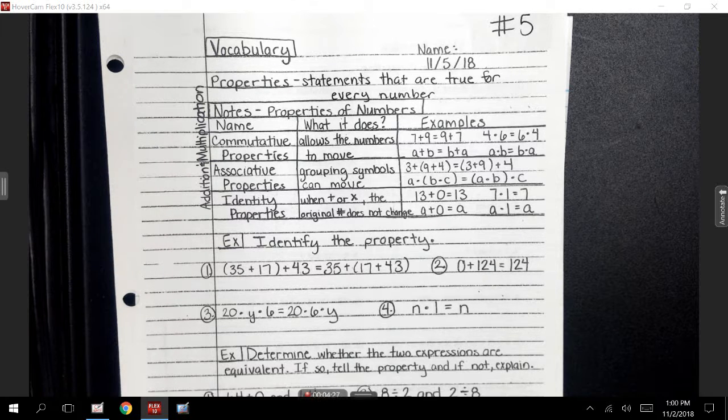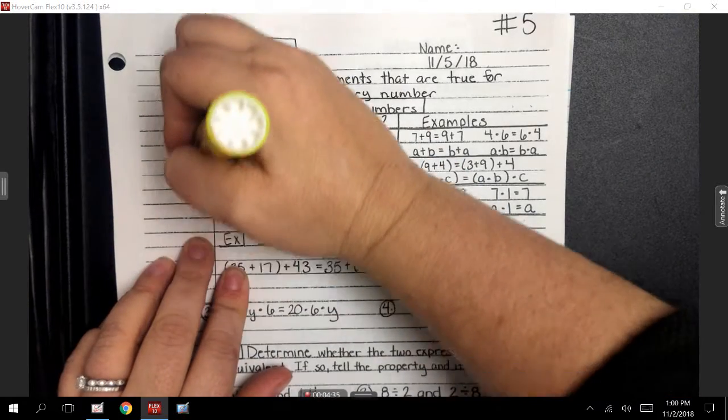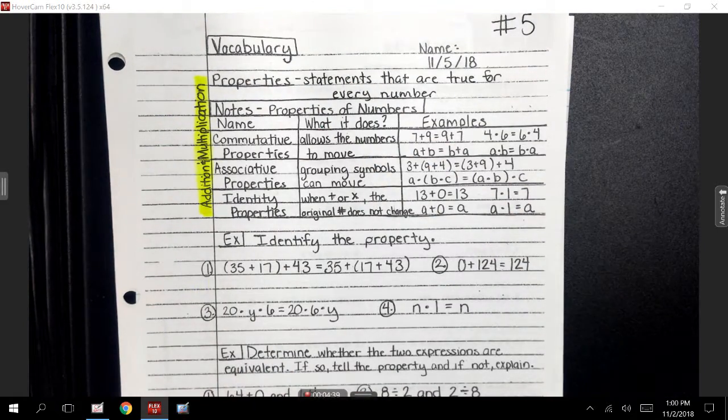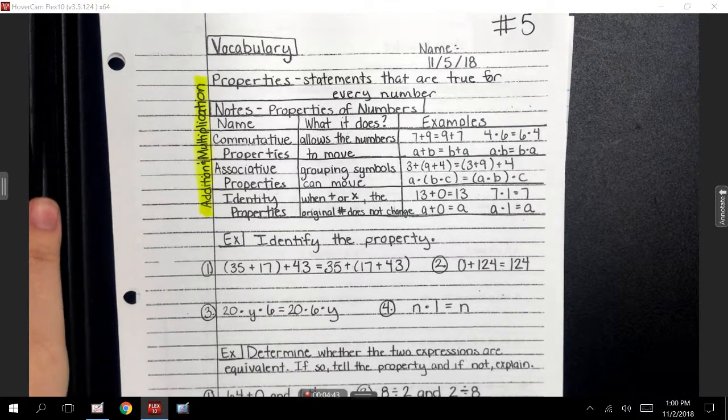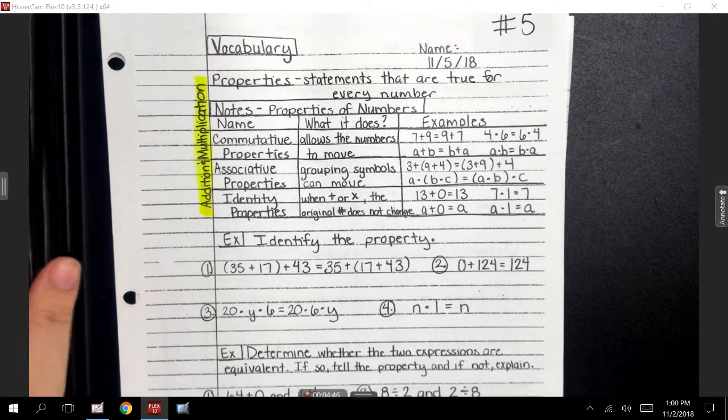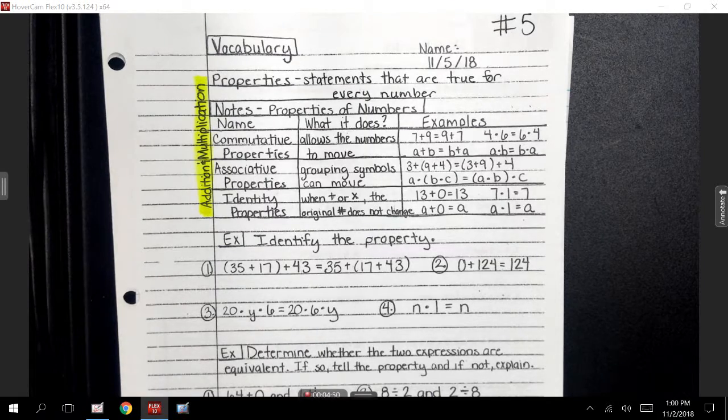The first thing I want you to notice, right here, it says addition and multiplication. Guys, circle that with your pencils. Put stars around it. Addition and multiplication. These properties only work for adding and multiplying. That's the only thing, all right?